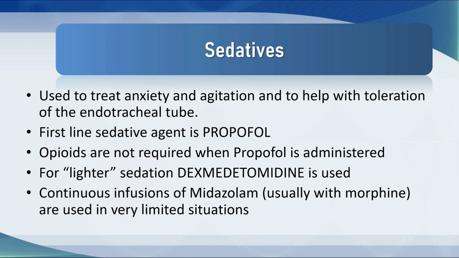Continuous infusions of midazolam, often with morphine, are used in very limited situations. For example, if propofol is causing significant hemodynamic disruption, particularly hypotension, or the patient just cannot be sedated effectively despite high-dose propofol. But be aware, outcomes with midazolam or other benzodiazepines for continuous sedation are worse than they are with short-acting sedatives like propofol.